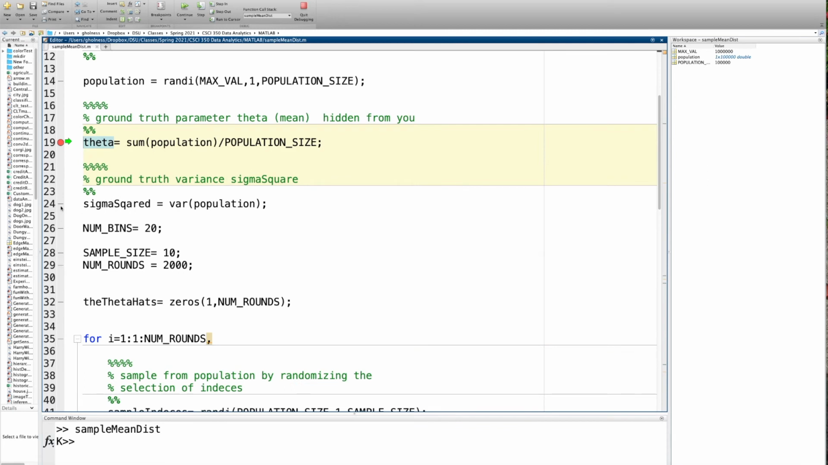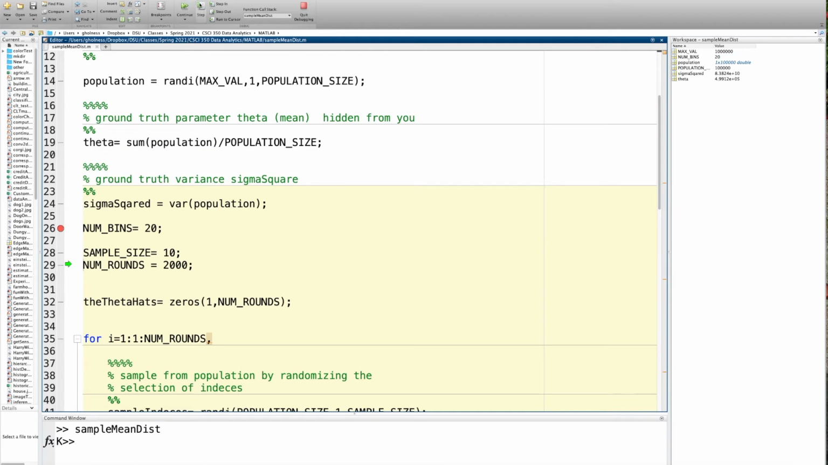So we calculate mu, the ground truth mean of this population of numbers. And of course, I'm showing it to you, but in reality, you don't get to see this. And so this ground truth is about 499,000, which makes sense, because if you have things sampled uniformly from 0 to 1 million, the mean ground truth is going to be about halfway in between 0 and 1 million. And so we do this, and let's step.